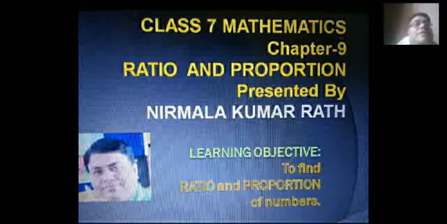Class 7 maths chapter 9, ratio and proportion. We'll start the new lesson now. The learning objective is to find the ratio and proportion of numbers. Okay?